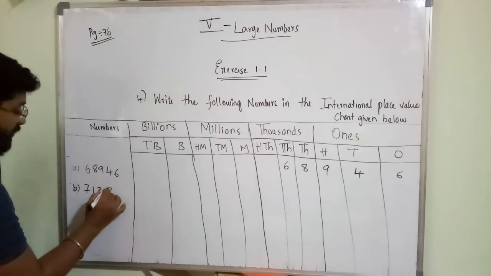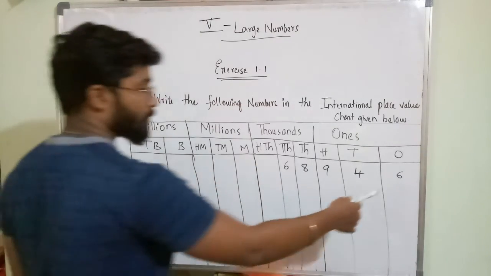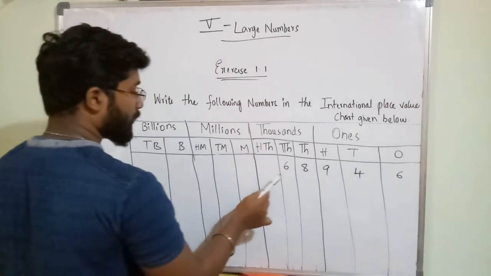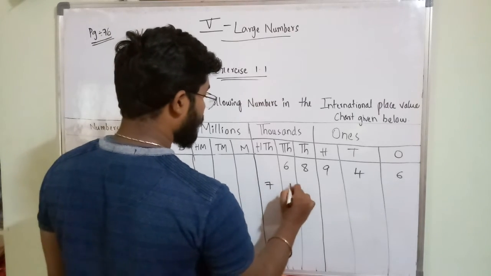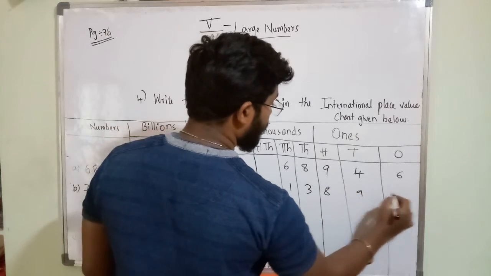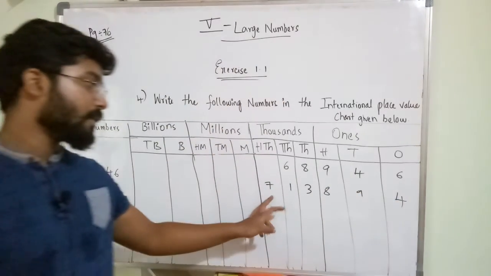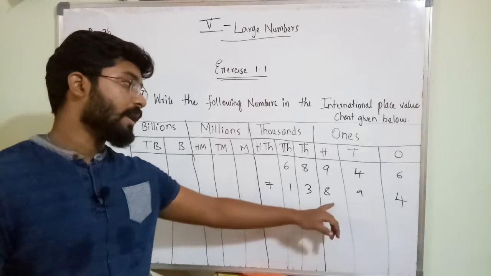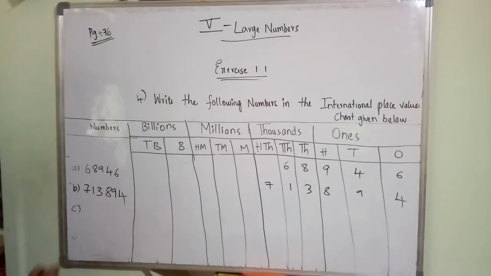713894. This is a 6 digit number, no? So you have to start counting from ones place. 1 2 3 4 5 6. You have to start writing from here: 7 1 3 8 9 4. So what is the number name? 713,894.